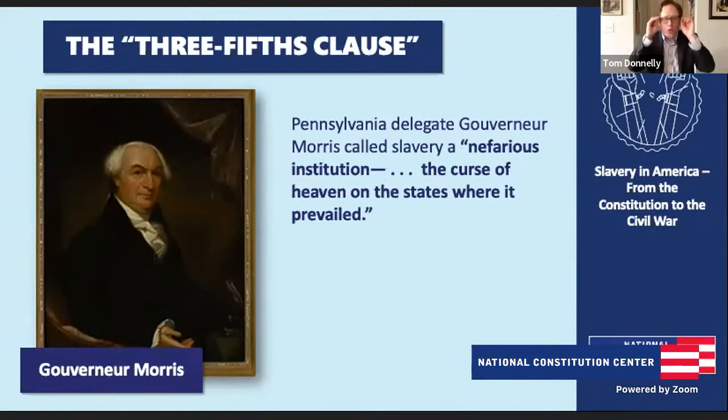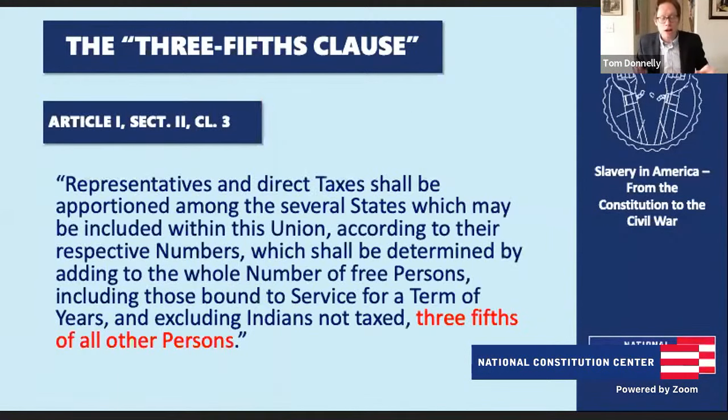Morris would call slavery a, quote, "nefarious institution, the curse of heaven on the states where it prevailed." And so we have this debate over how much we are going to count enslaved people for purposes of congressional representation. In the end, the delegates come to a compromise: enslaved people should count as 3/5 of a person for purposes of congressional representation.